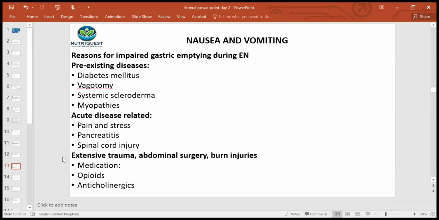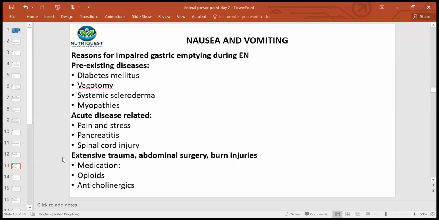Then, of course, acute disease related causes could be pain and stress, pancreatitis, spinal cord injury. That can also cause it. Vagotomy is just a surgical procedure that involves cutting or removal of part of the vagus nerve. And remember, the vagus nerve is the one responsible for peristalsis. So the moment the vagus nerve has been interfered with, you know that you are going to have challenges with peristalsis, the movement of food. So acute causes could be pancreatitis, spinal cord injury. Those are quite known to cause nausea and vomiting.